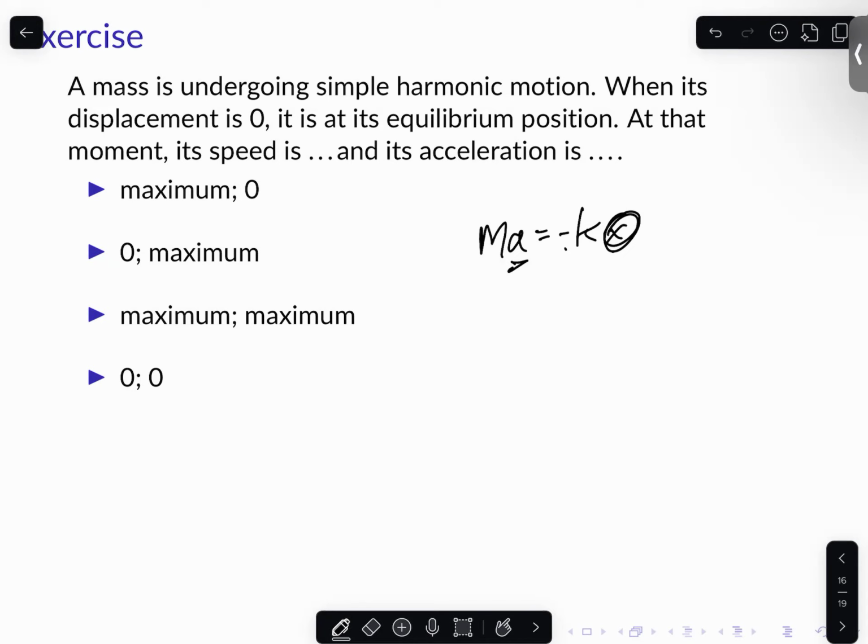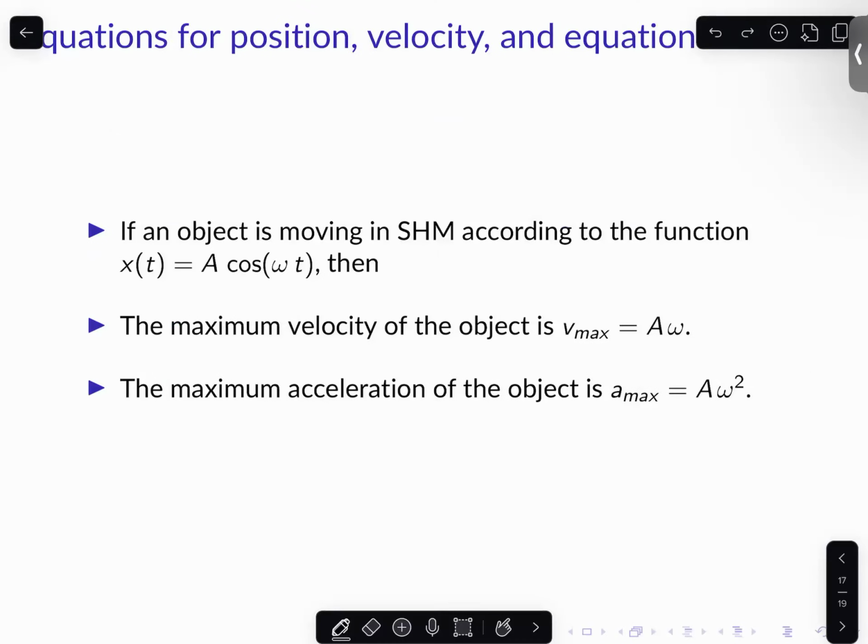Just go back to this F equals ma equation, yes? Do you guys remember F equals ma? Good. Okay, I would hope. That's qualitatively the shape of the graph, and here's what's happening when.